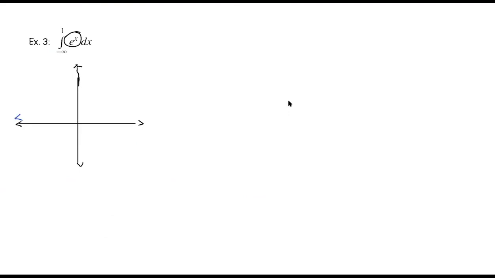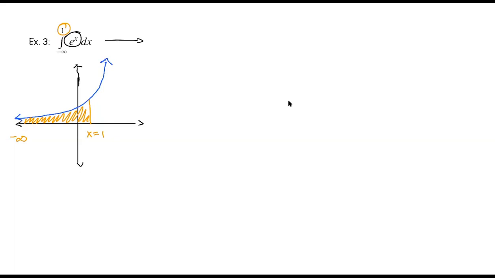E to the x is going to start pretty close to the x-axis, and then it crosses through 1, and then it goes up pretty quickly. In this particular example, we stop at 1, that's our top bound, and we go all the way to the left to negative infinity. Does the exponential function drop fast enough so that we can find an area there? Or does it diverge?